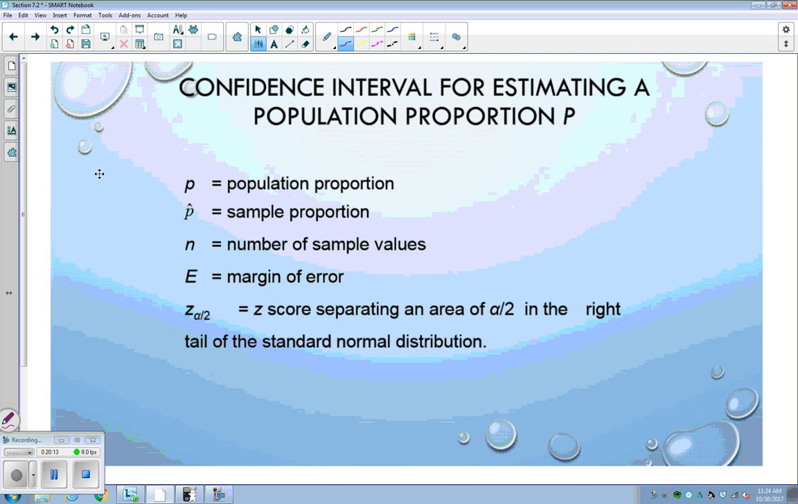Okay, so I just wanted to make sure you knew what these terms meant, so I put them all up there. P, again, population proportion, P hat, sample proportion, N, number of samples. E is the new one, margin of error. And Z of alpha divided by 2, again, is the Z score separating an area of alpha divided by 2 in the right tail. The other alpha divided by 2 is on the left-hand tail, right?